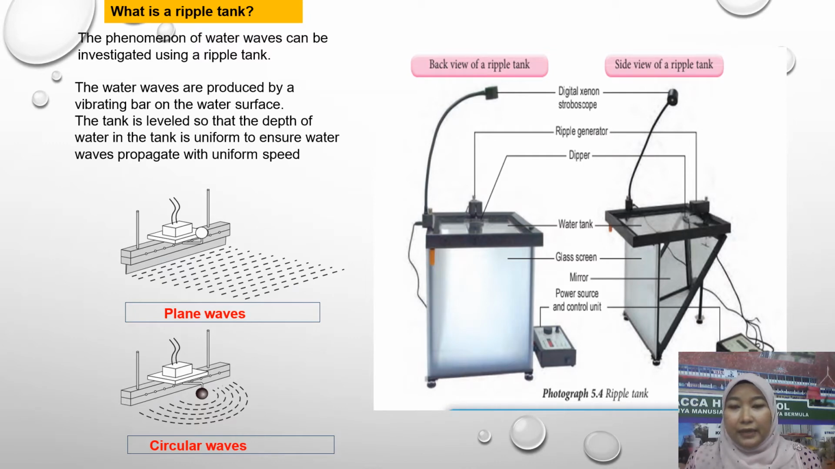What is a ripple tank? A ripple tank is an apparatus to produce water waves, so students can observe the pattern of the wave. We can find this image in your textbook. The water waves are produced by a vibrating bar on the water surface. The tank is level so that the depth of water in the tank is uniform, to ensure water waves propagate with uniform speed. If we get this result, we call this a plane wave. If the wave is in this shape, it is called a circular wave.